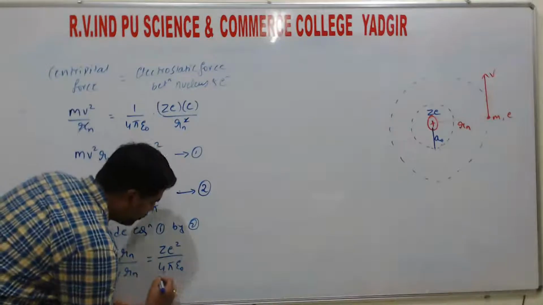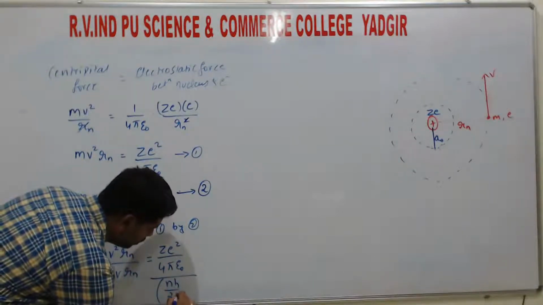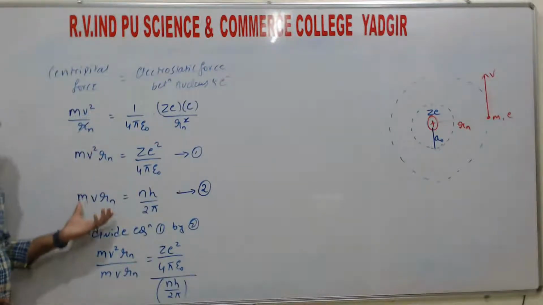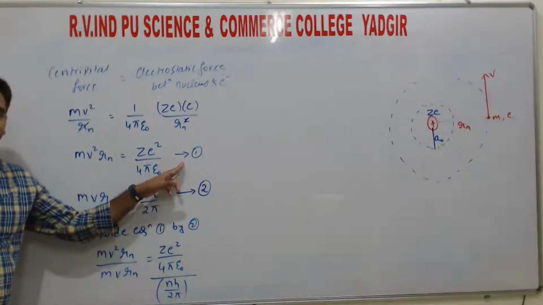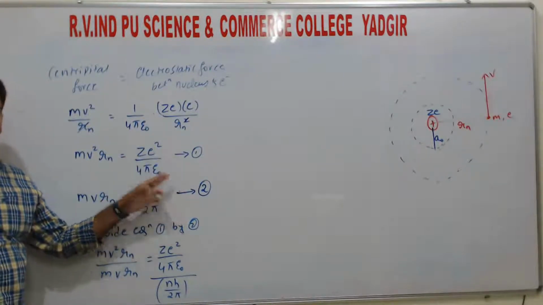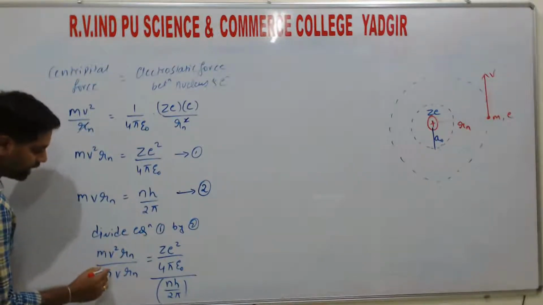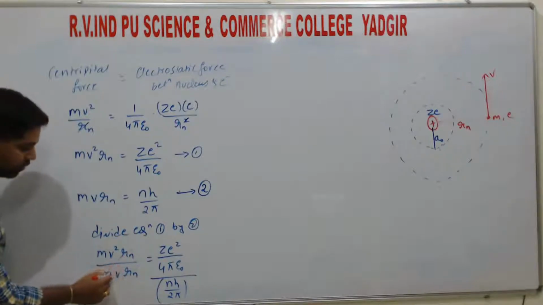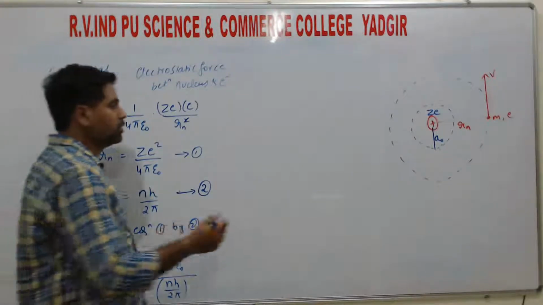So whole divided by nh divided by 2 pi, right? So dividing LHS terms and RHS terms. This is the first equation from the first postulate, the second equation from the second postulate, right? So here the mass of the electron and radius get cancelled, one v gets cancelled. So remaining is v, right?